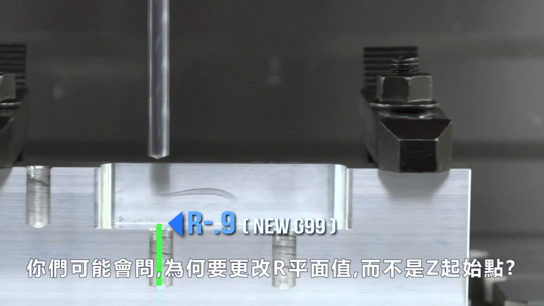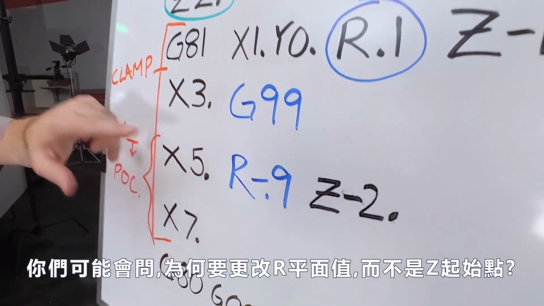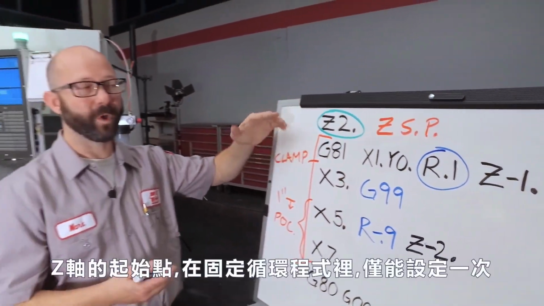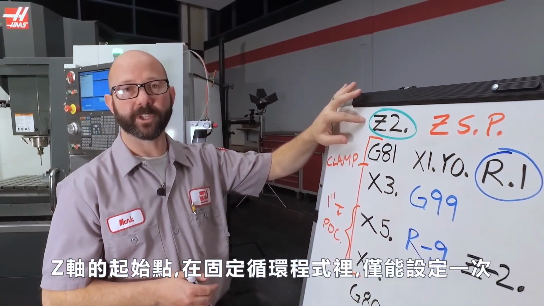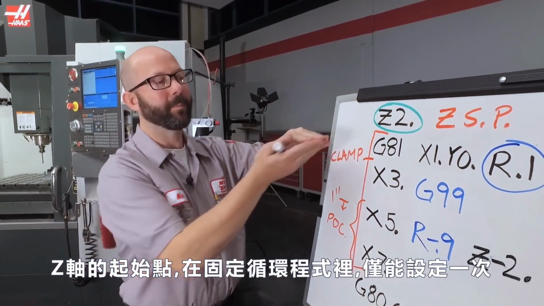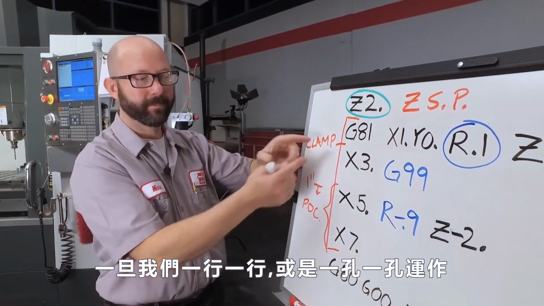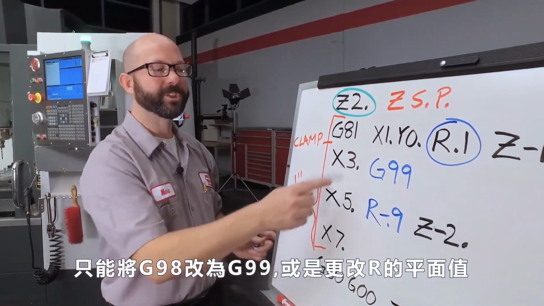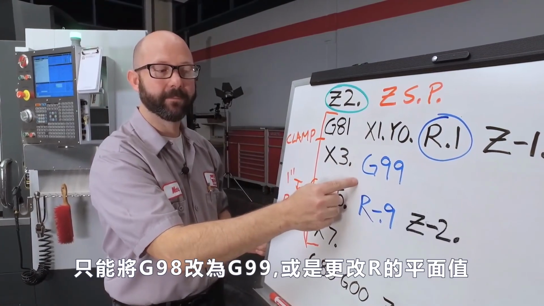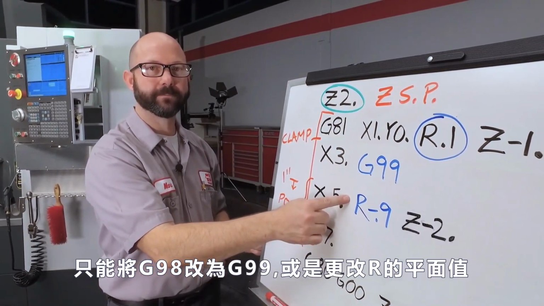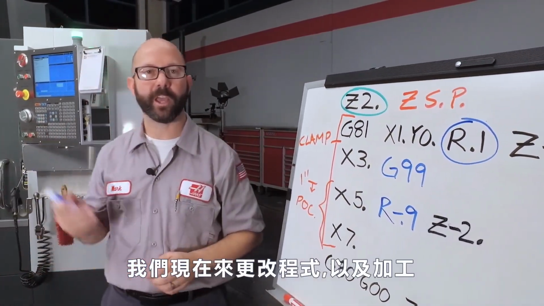Now, some of you might be asking, why did I change my rapid plane instead of my Z starting position? Well, we can only set our Z start position once per can cycle, prior to entering that can cycle. Once we're going line by line, hole by hole, we can only change it from a G98 to a G99 or change our R value. Let's go ahead and make a change to our code and watch the program run.